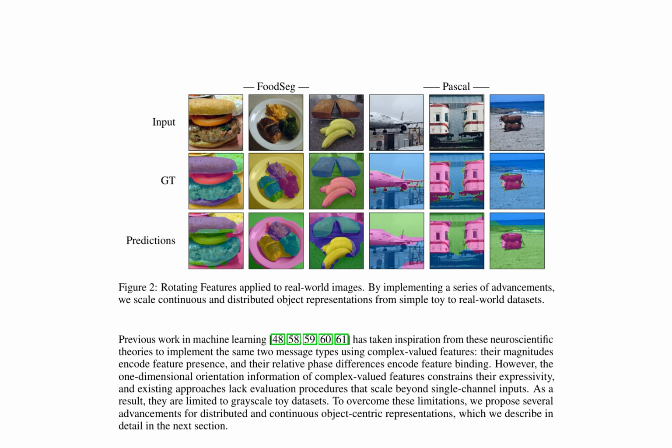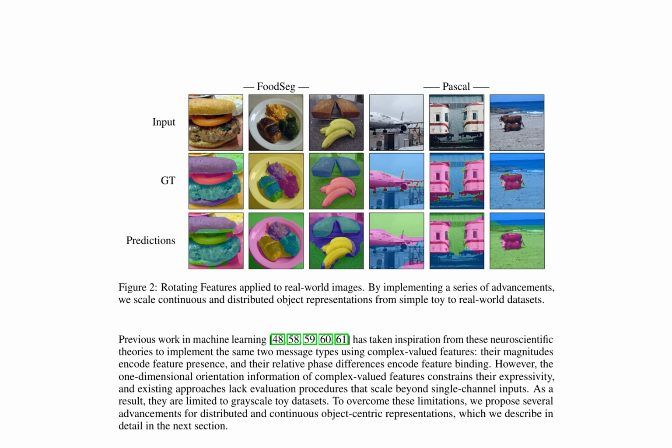In the realm of machine learning, previous research has drawn inspiration from neuroscientific theories to implement two message types using complex valued features. These features' magnitudes encode feature presence, and their relative phase differences encode feature binding. However, these approaches are limited by unidimensional orientation information and lack evaluation procedures that scale beyond single-channel inputs, restricting them to grayscaled toy datasets. To overcome these limitations, the proposed method introduces several advancements for distributed and continuous object-centric representations.